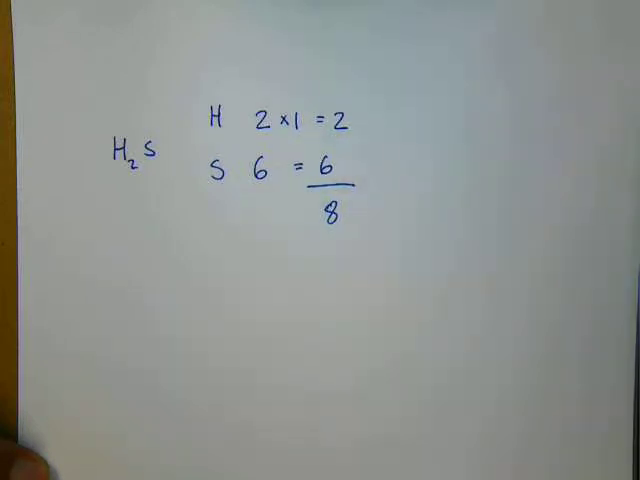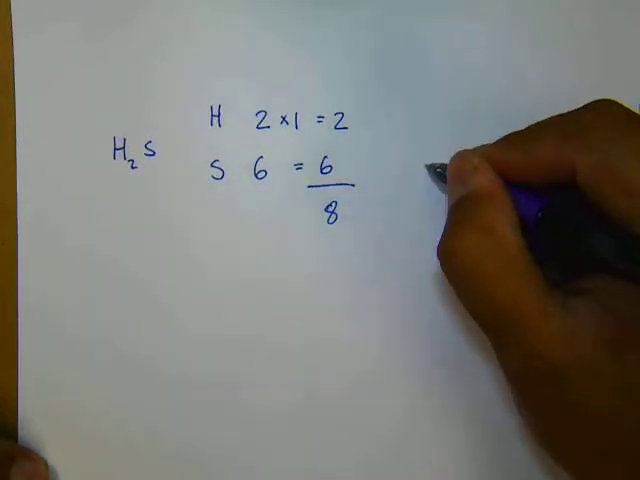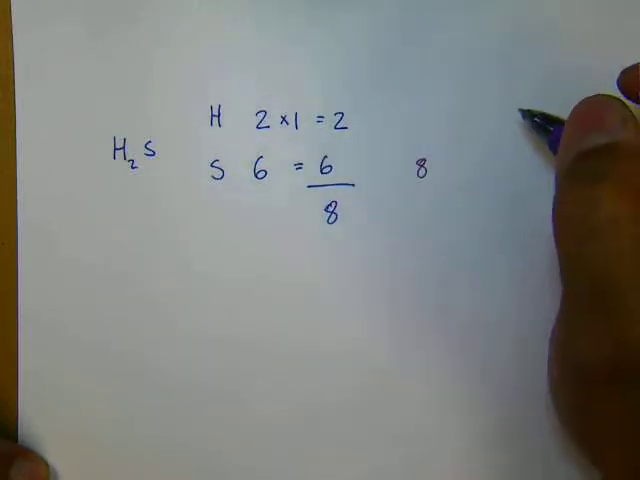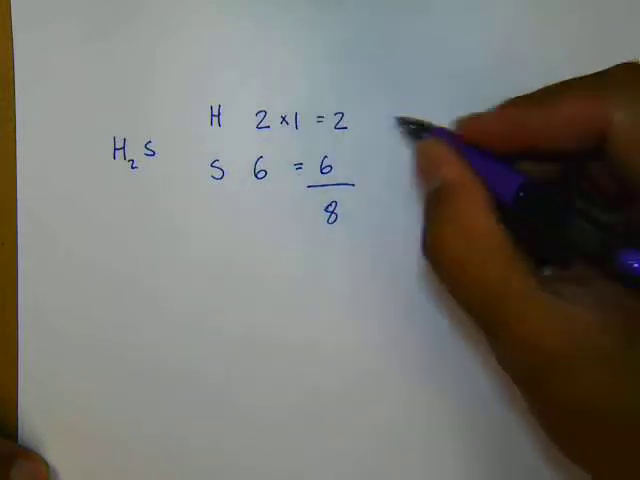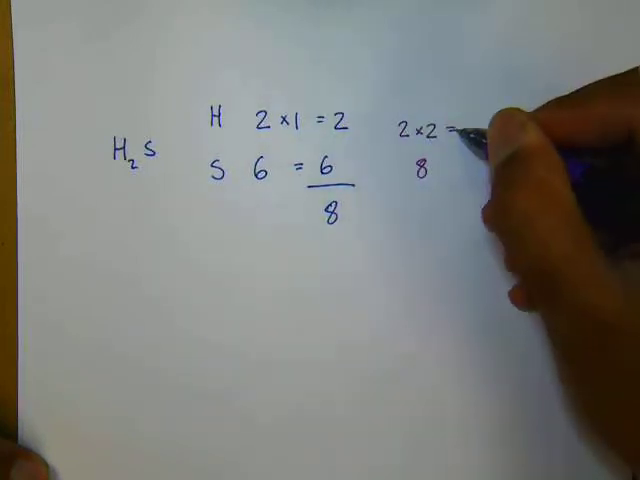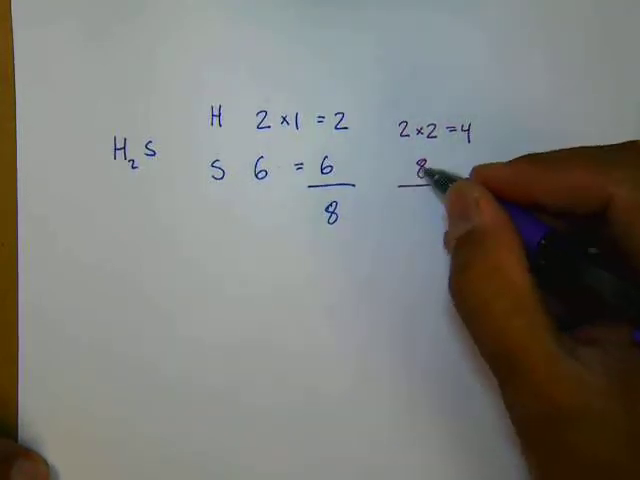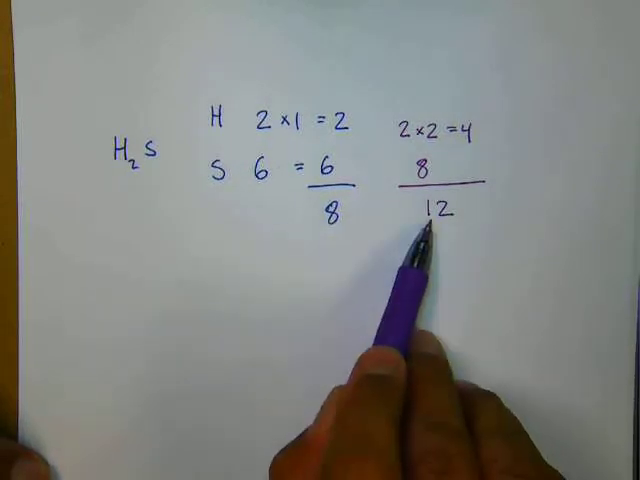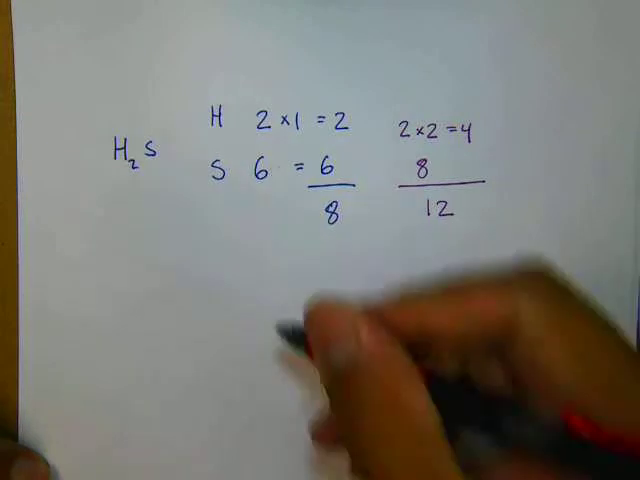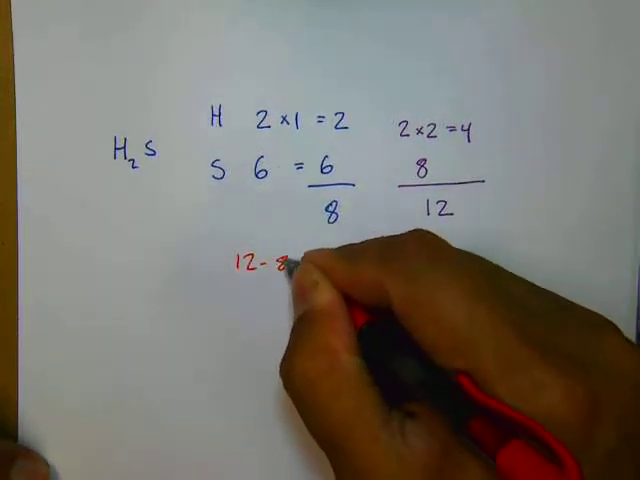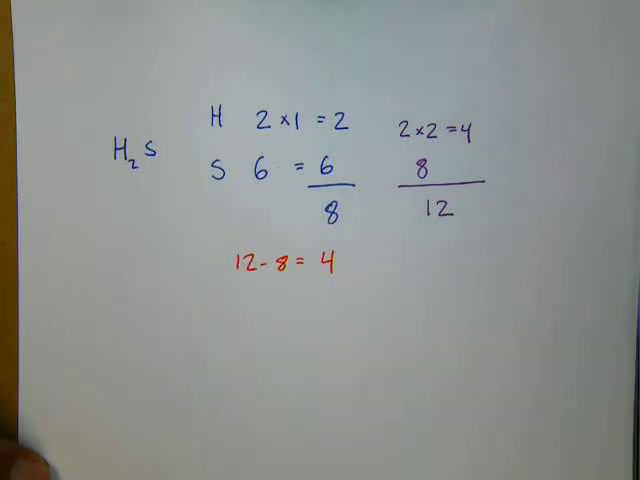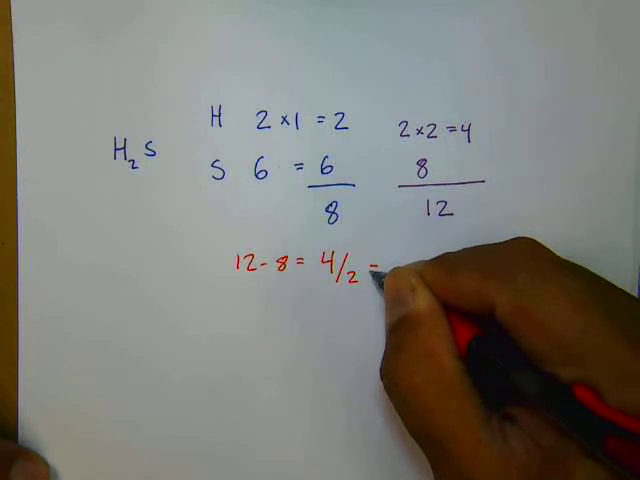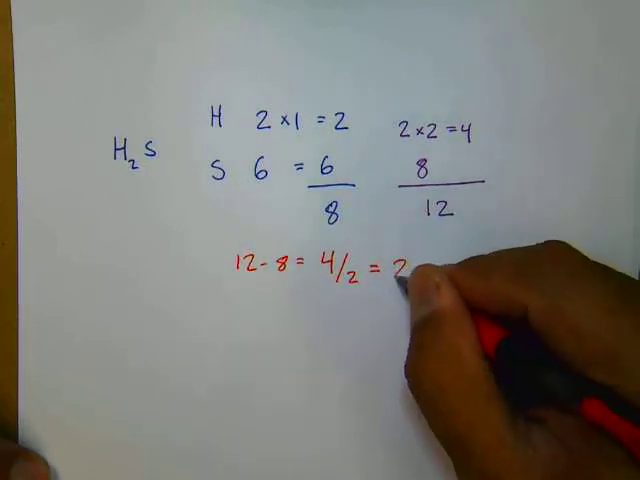So we got to figure out how many valence electrons they want. Now, sulfur wants 8, but hydrogen is an exception. Hydrogen wants only 2 each. So if there are 2 hydrogens and they both want 2, that means 4. So if we count them up, 8 plus 4, that's 12. 8 is how many electrons they have. 12 is what they want. So 12 minus 8 equals 4. This is what they're lacking. They need 4 electrons. So what they're going to do is they're going to form bonds. If I take my 4 divided by 2, that means they're going to make 2 lines.